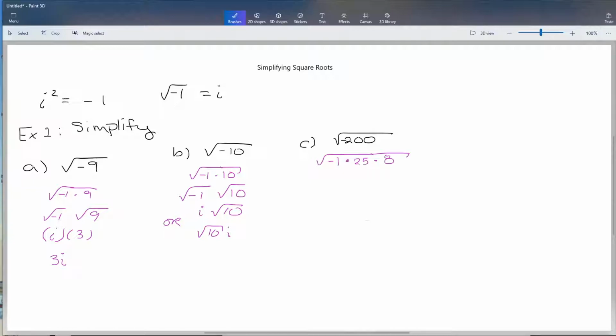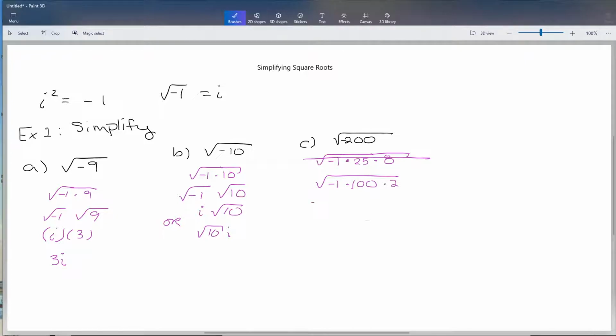Now 8 still has a perfect square, so I don't think this is the best way to split this up. I'm going to split this up as -1 times 100, a bigger perfect square, times 2. We want the biggest possible perfect square that divides our number. Although 25 is a perfect square and it does divide our number, because our leftover part 8 still has a perfect square part, 4, we know that we can split it up more efficiently.